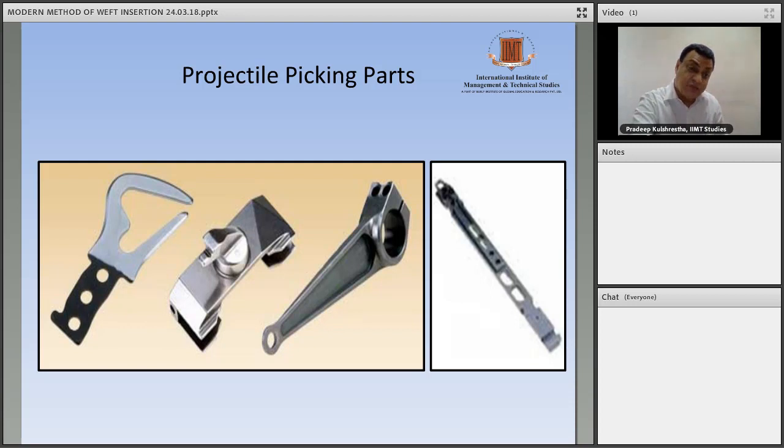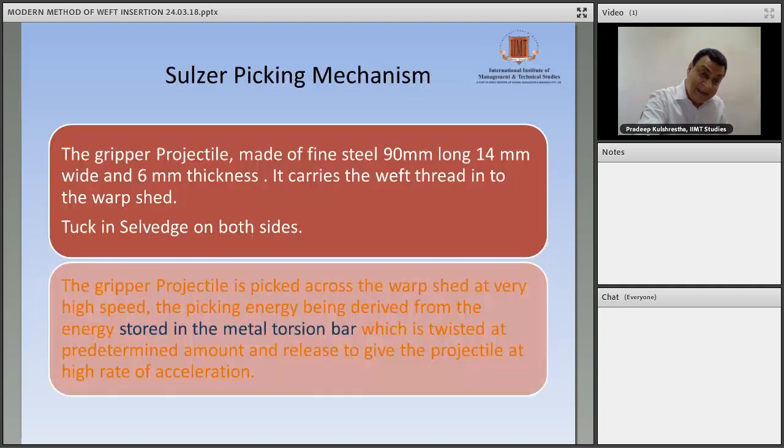This is a picking shoe, which gives the motion to the projectile. This is the picking lever, which operates the picking shoe. This is the feeder. By this mechanism, something pushes here, it opens, takes the weft, then the pushing comes to the other side and it closes actually. So this weft yarn is inserted for weaving.